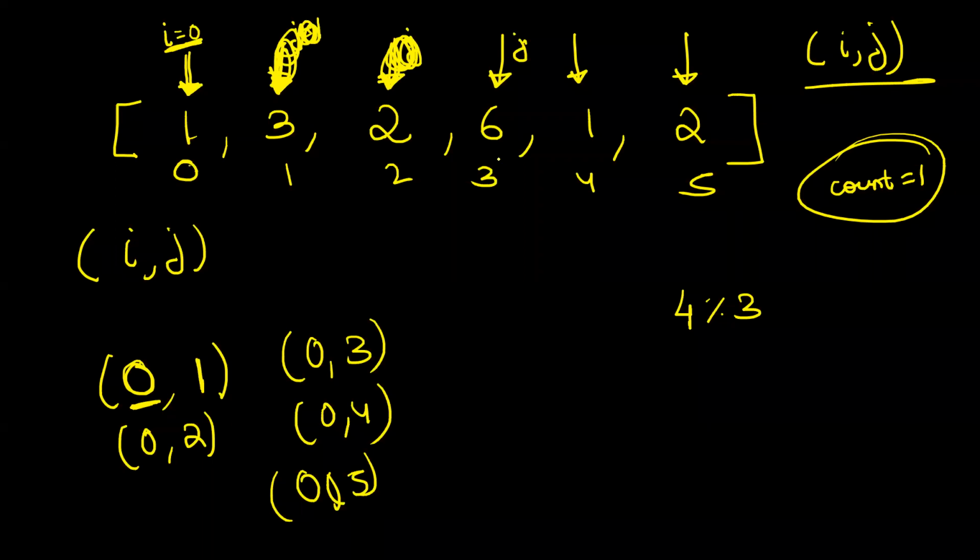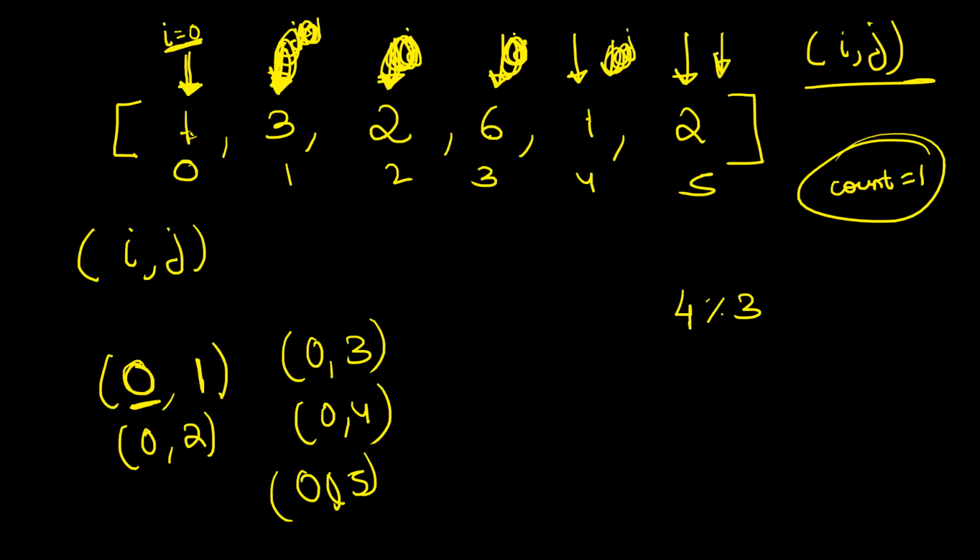Now J is at index number 3 and I is at index number 0. So I will check. 1 plus 6 is 7. Is 7 divisible by 3? No. So this is not a valid pair. Next, I will move my J forward. J comes at index number 4. 1 plus 1 is 2. Is 2 divisible by 3? No, it is not. I will move J forward.